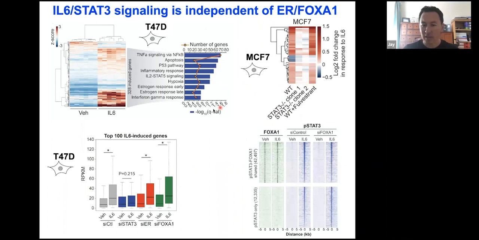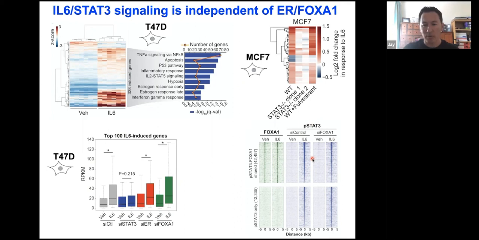And in fact, he looked at the binding in the presence or absence of FoxA1, and phosphoSTAT binds perfectly well, even when FoxA1 is depleted. Binds exactly the same with the same affinity to the same sites. So this was really puzzling for us. These transcription factors, STAT3 converges on ER FoxA1 sites, and yet you can take ER and FoxA1 out of the equation and STAT3 still functions.